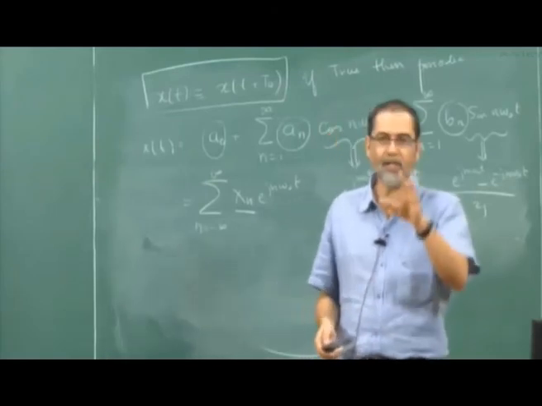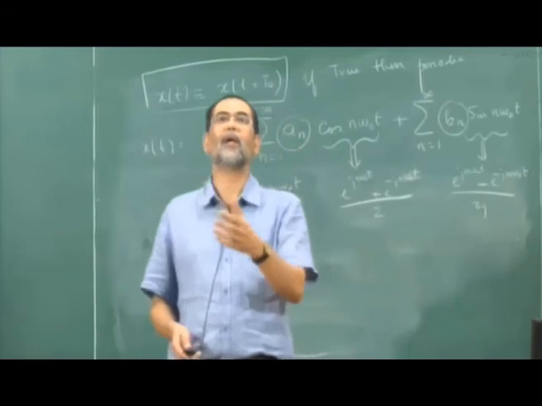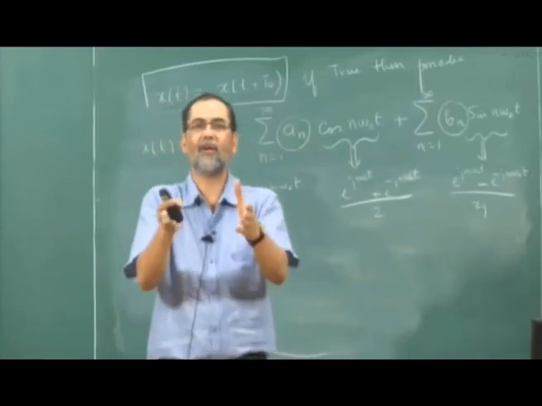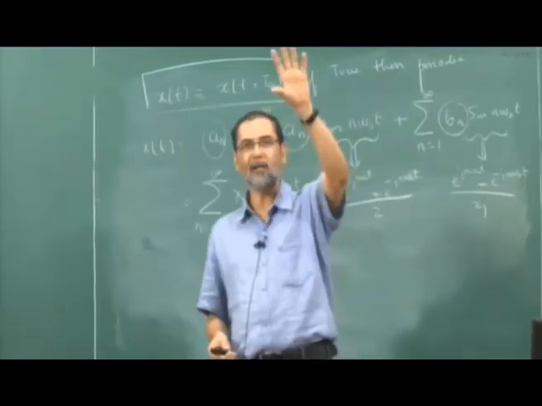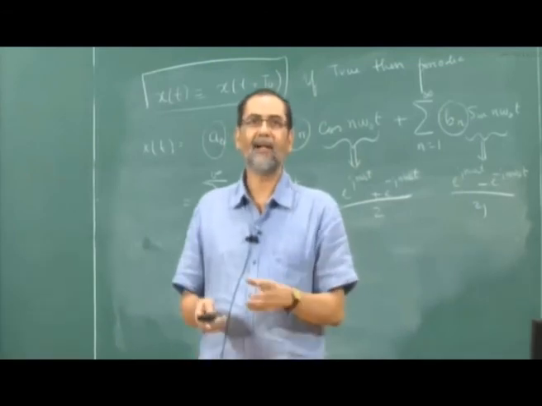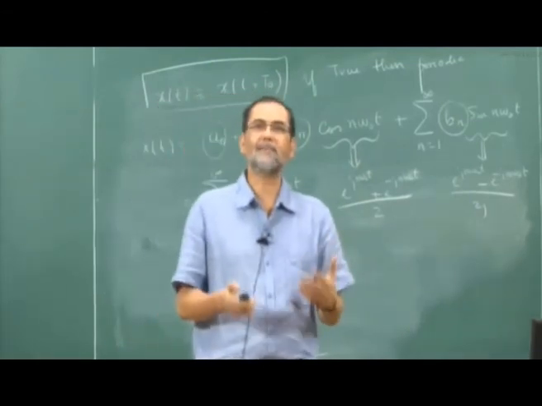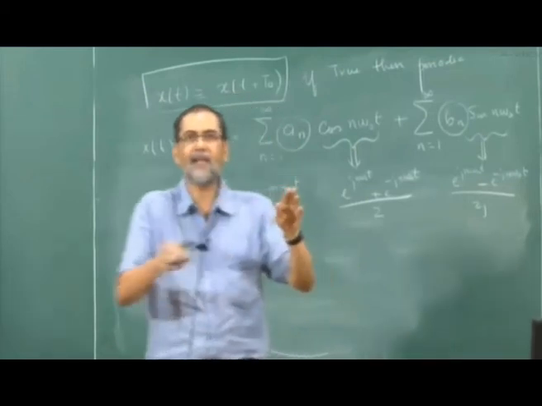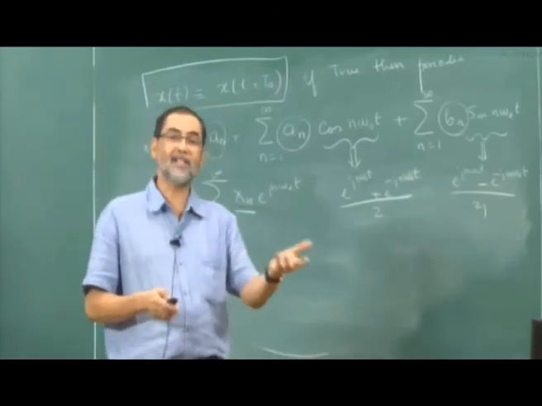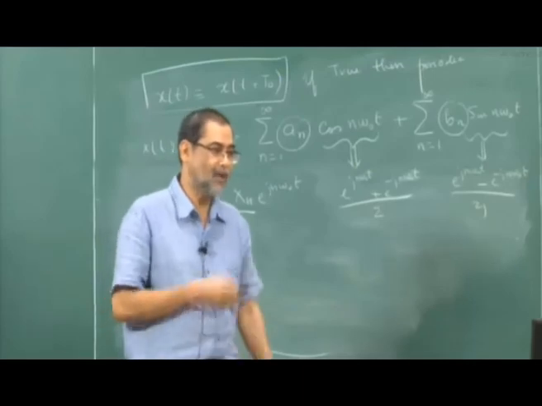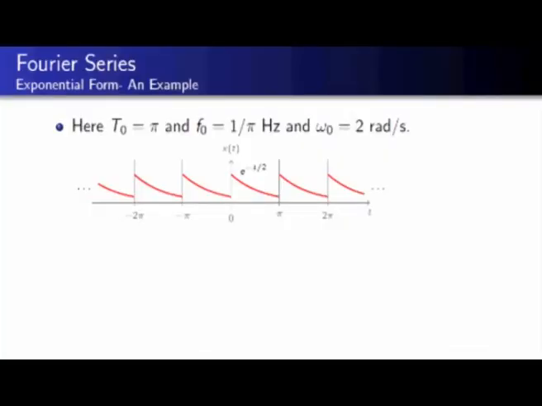X of t is an exponentially decaying signal, e raised to minus t by 2, defined for time between 0 to pi. At time t equal to 0 the value is 1, because e raised to minus 0 is 1, and at time t equal to pi it is e raised to minus pi by 2. This basic function is repeated every t naught seconds. In this case t naught is pi. You see that I sketch this function repeatedly, so by repeating this function I create a periodic signal, an arbitrary, strange looking periodic signal.